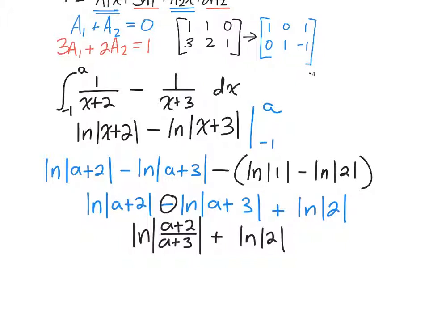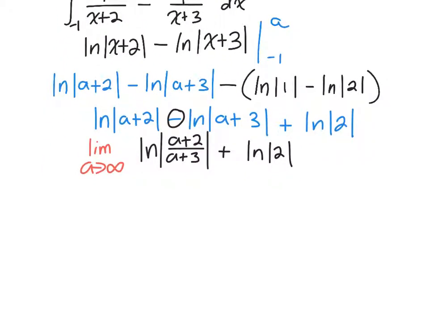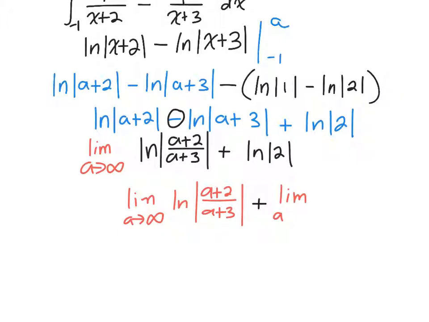So it's at this point where I would consider going into the process of finding the limit. It's the limit as a approaches infinity of all that, which I would expand further to say that we're looking at the limit as a approaches infinity of the natural log of a plus 2 over a plus 3, plus separately the limit as a approaches infinity of the natural log of 2.